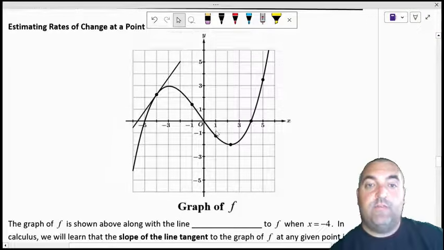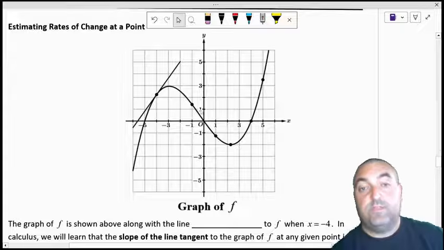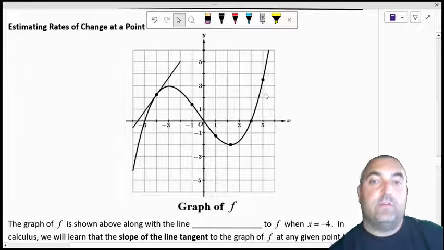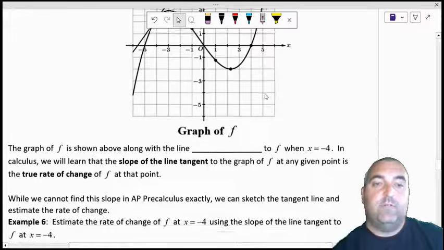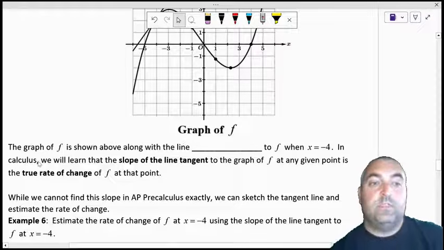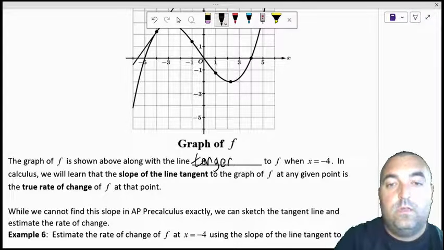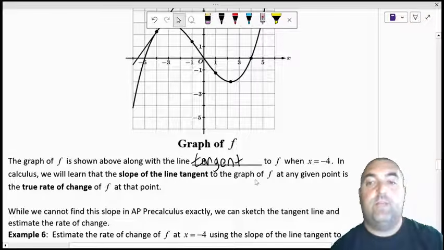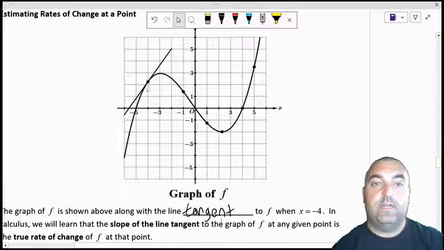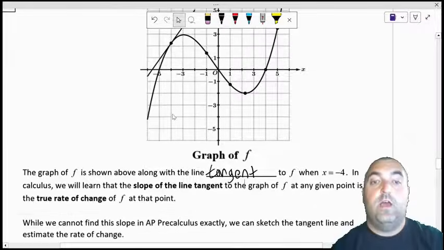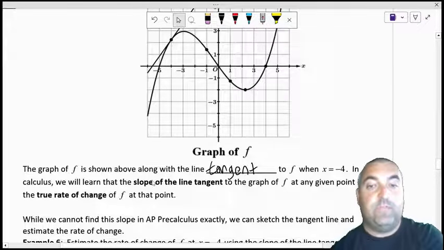So here we have this graph, we have 6 points on this graph that we're going to look at today, but let's go ahead down a little bit here. It says the graph of f is shown above, along with the line tangent to f when x equals -4. So you can see here this line drawn in at x equals -4. In calculus, we'll learn that the slope of a line tangent to the graph of f at any given point is the true rate of change of f at that point.